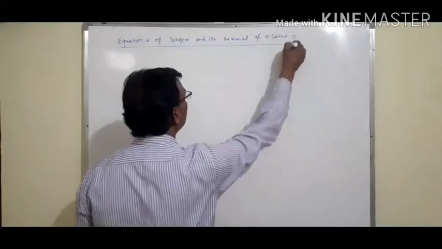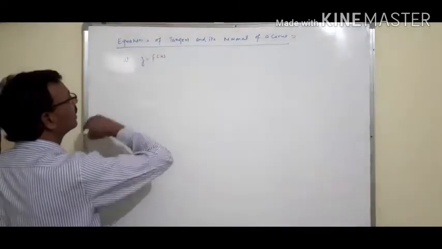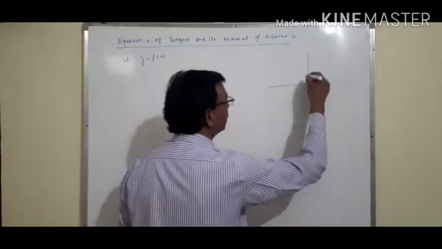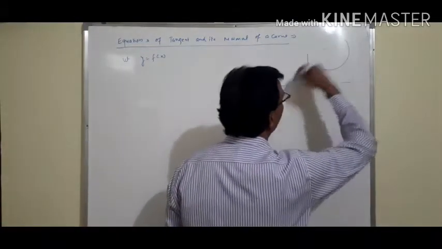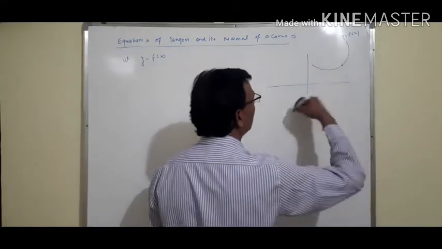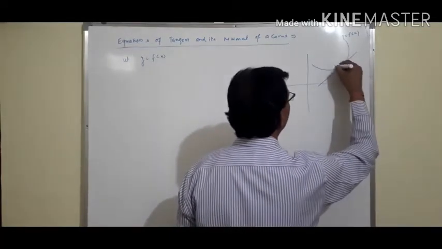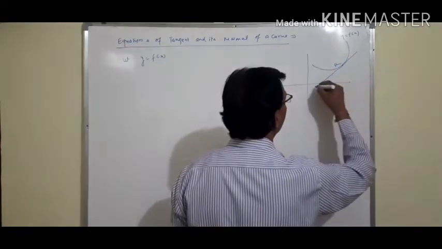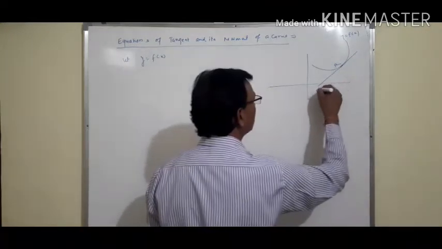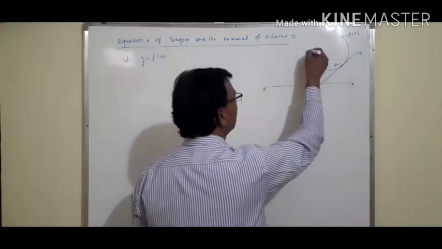is a very important topic. Let y equal to f of x be a curve and its graph drawn here. Suppose this is a graph of this curve y equal to f of x, and we take a point R here and a line drawn touches at R to this curve. This line is known as tangent. Suppose this is the line AB, this line is known as tangent to the curve.